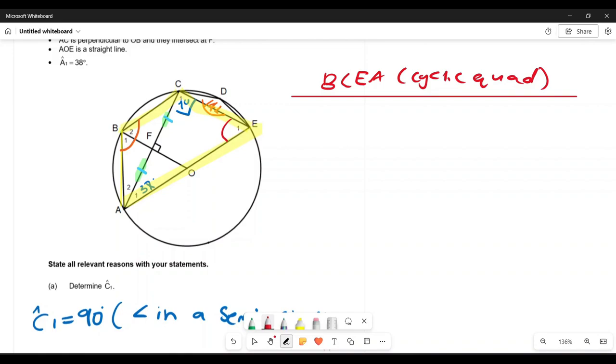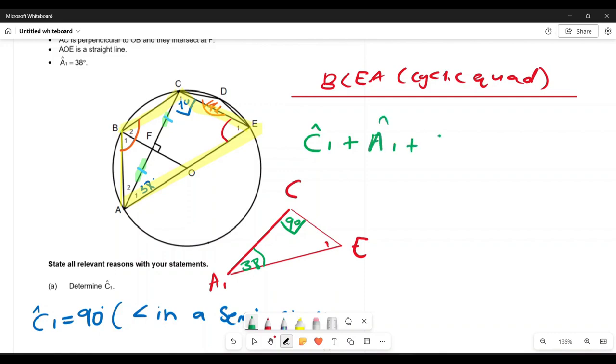By making use of what I've calculated before. Let me try and draw the triangle here. So this is C, this is E, E1, and this is angle A1. Now, I know that this angle here is 90 degrees, and I am given this angle right over here, A1, is 38. So can I find E1? Yes, I can. If I take angle C1 plus angle A1 plus angle E1, I expect to get 180. Why is that? This is the sum of angles in a triangle.